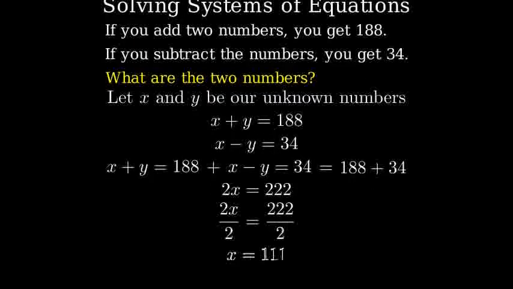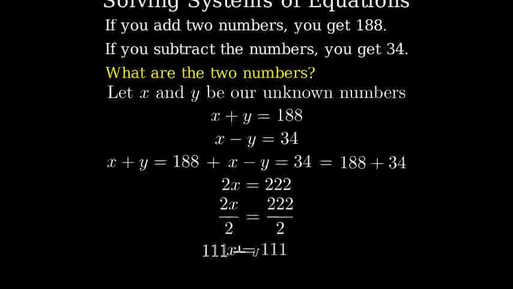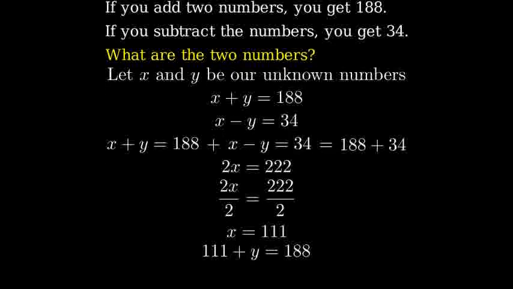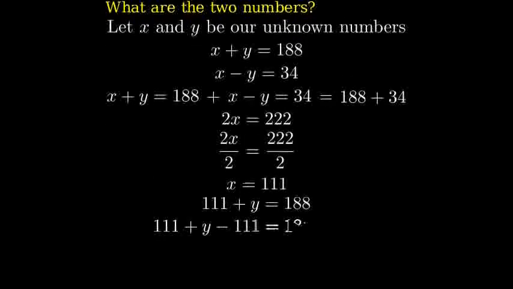Now that we know x, we can substitute it back into either of our original equations to find y. Let's use the first equation. 111 plus y equals 188. Subtracting 111 from both sides gives us y equals 77.